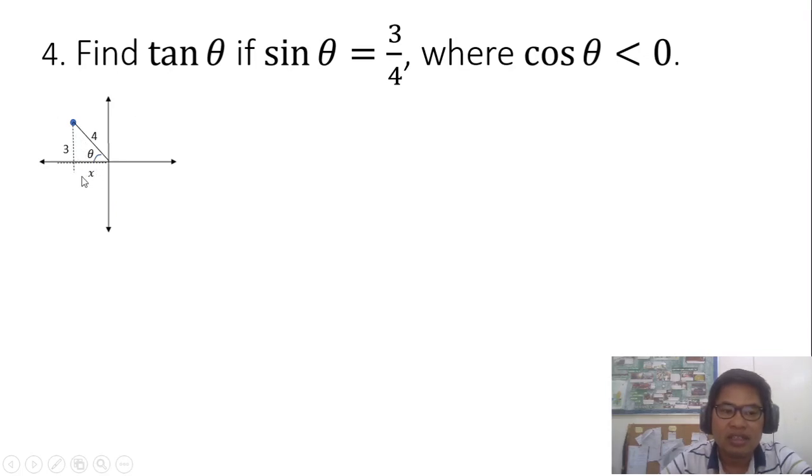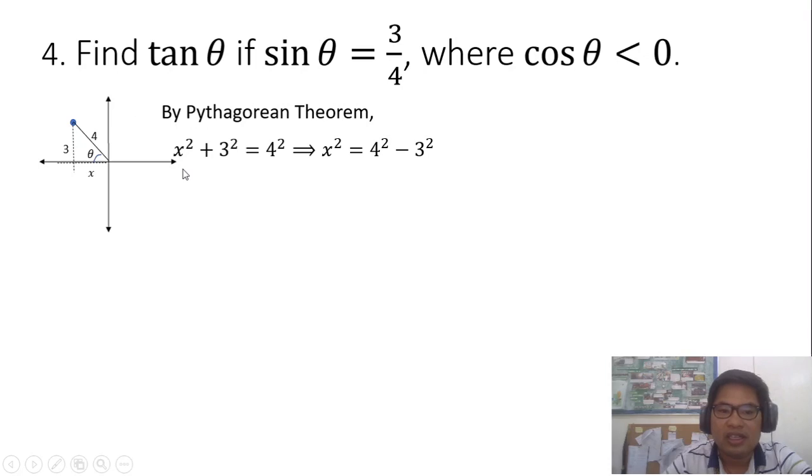Then, since this is a right triangle, you use what we know in right triangles: SOHCAHTOA and the Pythagorean theorem. So, let's solve for x by the Pythagorean theorem. We have x squared plus 3 squared is equal to 4 squared. So, the square of the hypotenuse, which is 4 squared, is equal to the sum of the squares of the legs or the sides. So, x squared plus 3 squared.